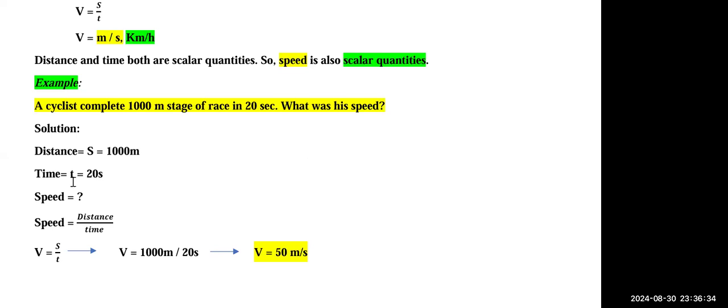So apply the formula, distance is 100 meter, time is 20 seconds, then you will easily find the speed, that is 5 meter per second. It means this person taking part in the race is covering 5-meter distance in 1 second. It is a very high speed for that person.